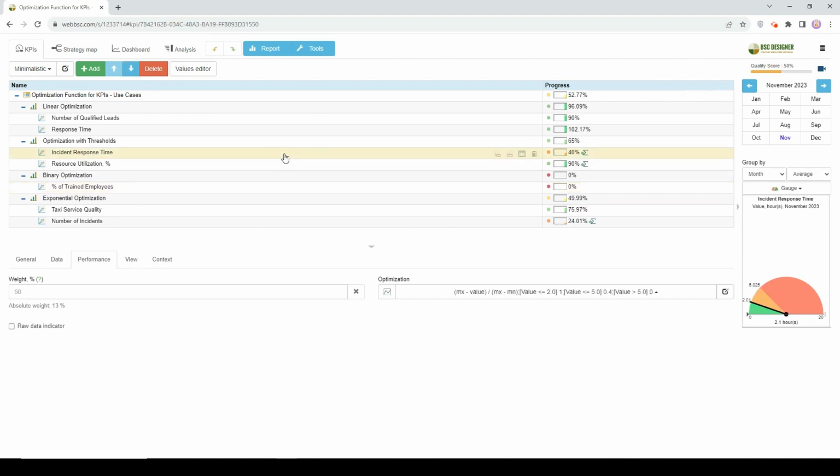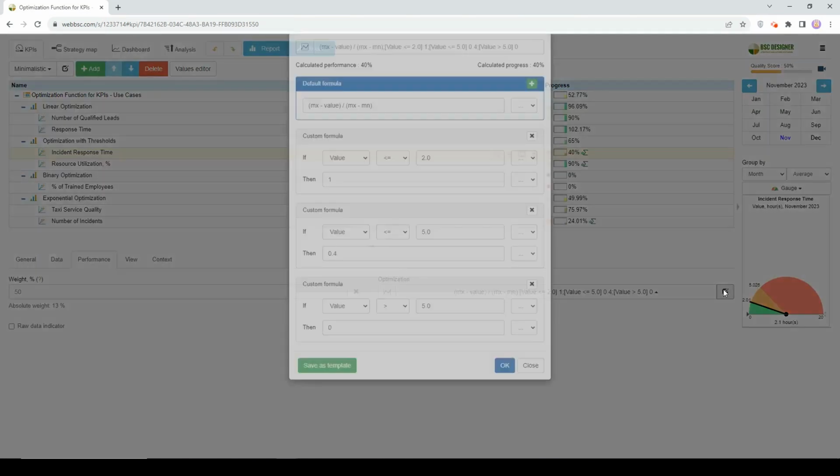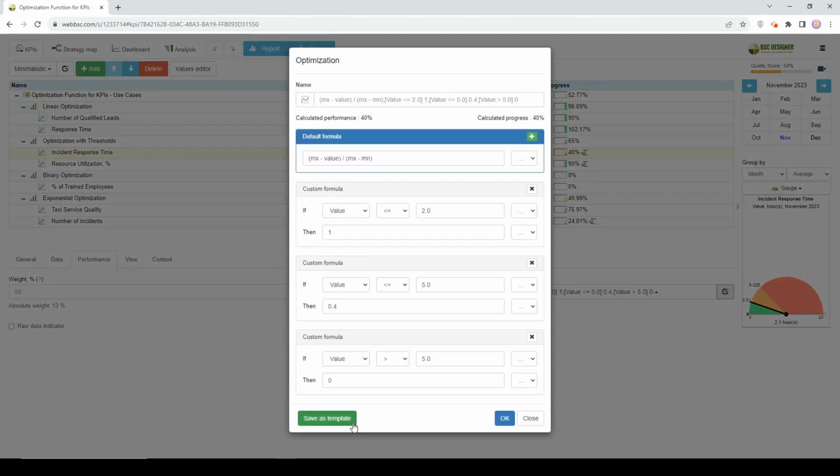As you can see, BSC Designer provides some predefined optimization formulas, and it also allows creating your own formulas. Once you find the right recipe for the optimization formulas for your indicators, you can scale it across your organization. To do this, save the optimization formula as a template. It will be available for your colleagues in the optimization list.